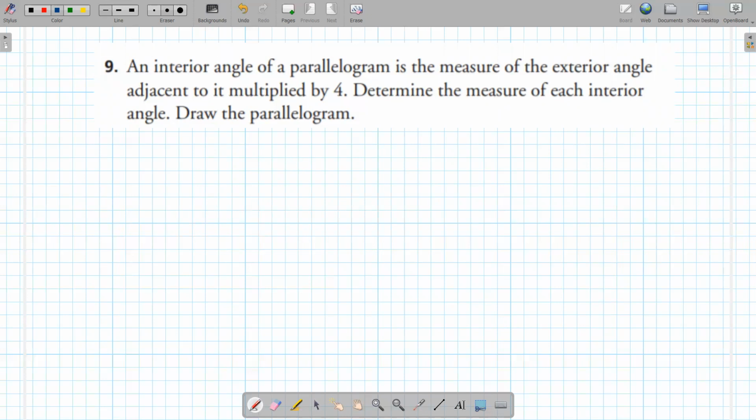An interior angle of a parallelogram. So we can start off by drawing a parallelogram. See, this is a parallelogram. What do the sum of the angles add up to? 360. Right. And what else? What have they said? The interior angle of a parallelogram is the measure of the exterior angle adjacent to it multiplied by 4. What does adjacent mean? Like right here.